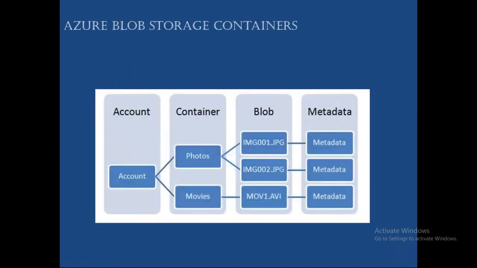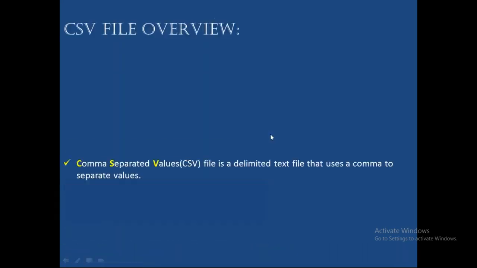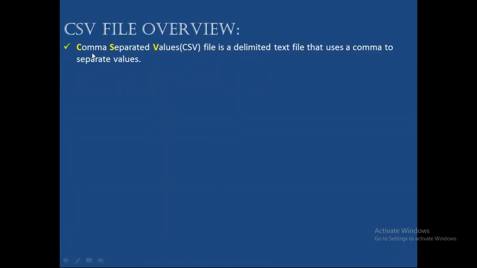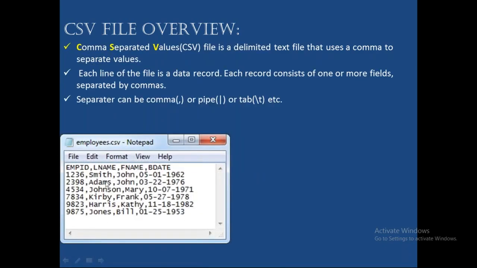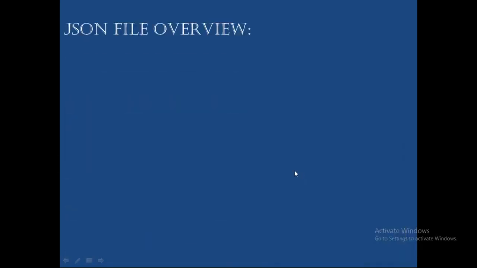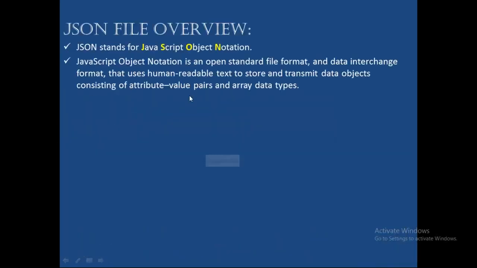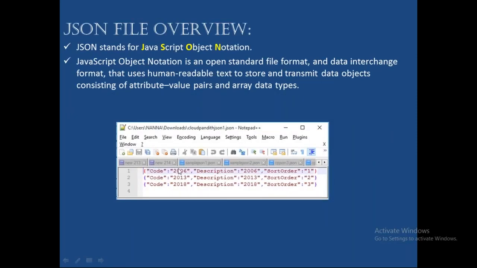Okay, click next. So Azure Blob Storage, you'll have an account in that, you'll have containers in that, and you will upload the files. CSV file overview: it's nothing but comma separated values. We discussed this, and the separator can be a comma, pipe, or tab. Data will be something like this. Next, JSON file format: it's JavaScript Object Notation. We'll have key and value pairs.